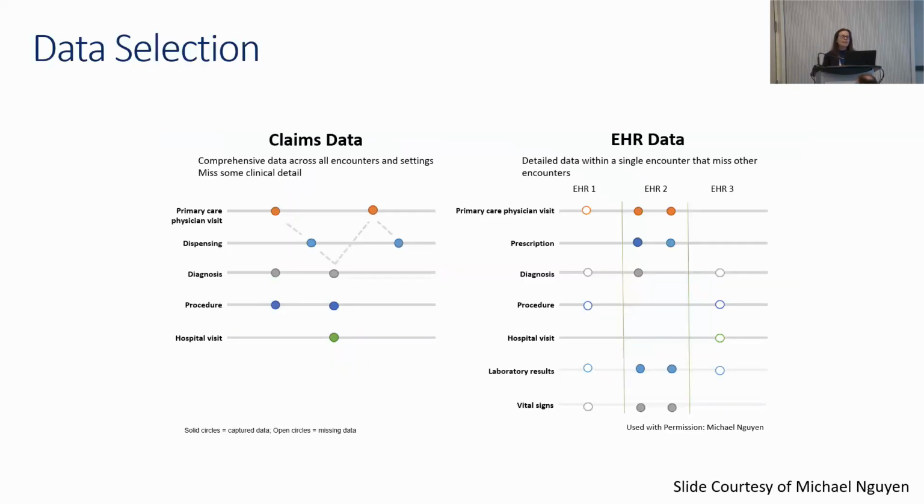And then from a data selection perspective, there are a variety of types of data, but focusing in on claims and EHR data. Claims data, again, is comprehensive across all settings, specific to typically an insurer, and has a lot of information. However, it may miss some clinical details like lab results or genomic testing, whereas EHR data is going to have detailed data within that specific system. But if a patient crosses EHR systems, there will be challenges in being able to effectively use that data.